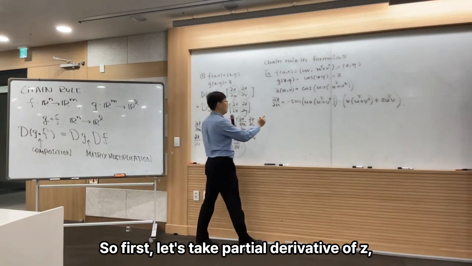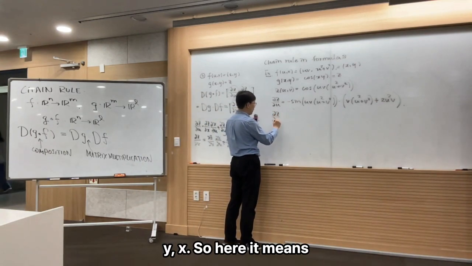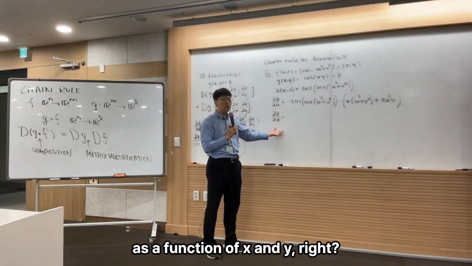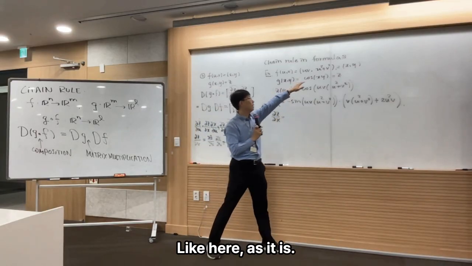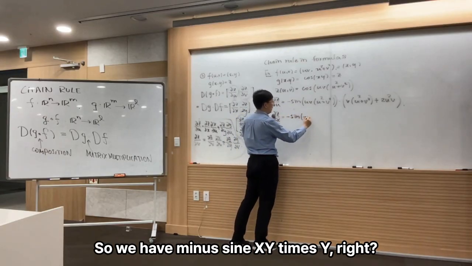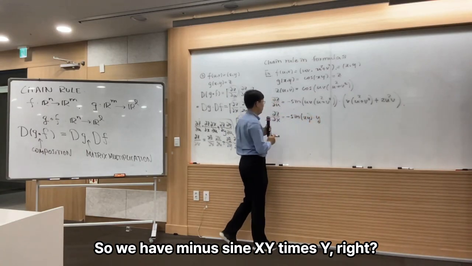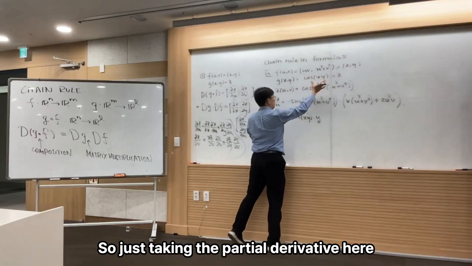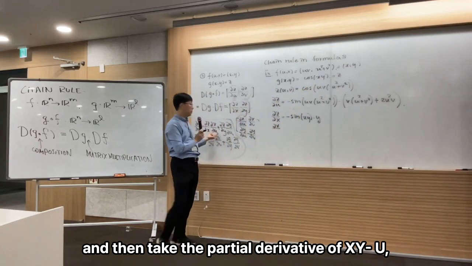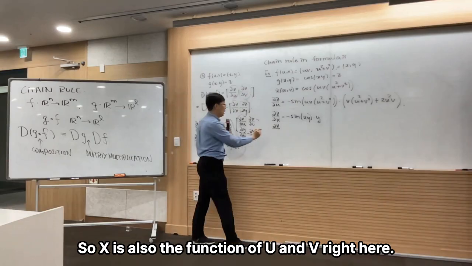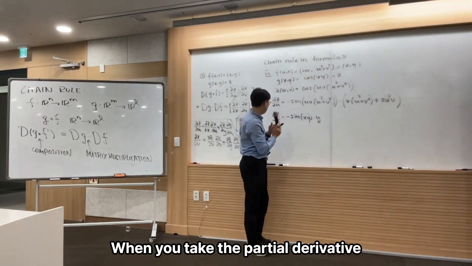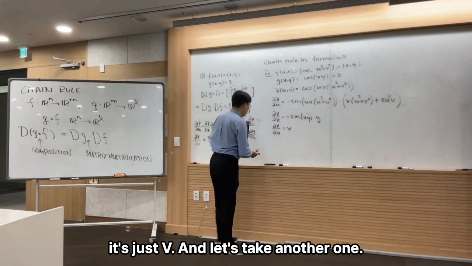So first, let's take the partial derivative by x. Here it means that we want to see z as a function of x and y, right? Like here, as it is. So we have minus sine xy times y, right? Just taking the partial derivative here, and then take the partial derivative of x by u. So x is also a function of u and v right here. When you take the partial derivative, it's just v. And let's take another one.